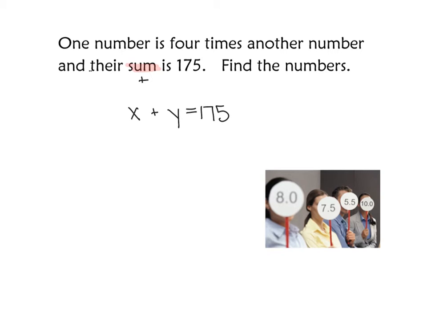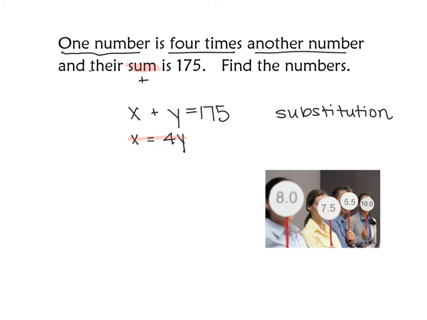Going back to the first sentence, it says one number is 4 times another number. So that means that x is, so that means equals, 4 times the other number, so 4 times y. So x is 4 times y. So here's my two equations. I know I'm not going to be using graphing because I don't have both of them as y equals, but I do have this second equation. I have x isolated. And so that tells me I'm going to use substitution.